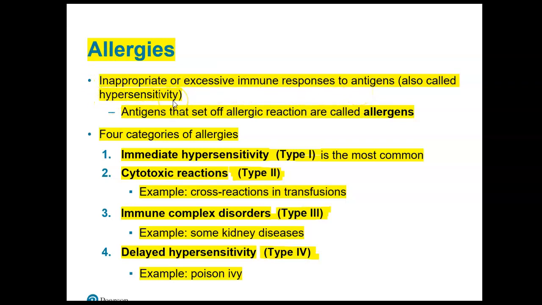It's also called hypersensitivity. The antigens that set off the allergic reaction are called allergens. There's a lot of different types of allergens. There are 4 categories of allergies. The type 1 category is the immediate hypersensitivity. It's the most common. Then you have type 2, which are cytotoxic reactions, for example, transfusion reactions. Type 3 are immune complex disorders, some kidney diseases. And then type 4 is delayed hypersensitivity, for example, poison ivy.